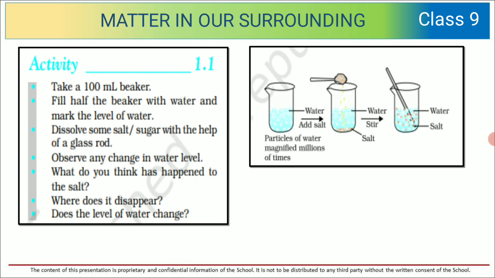So it's a very simple activity where you need to take a beaker, put some water in it, and then add salt or sugar crystals to it and stir it with the help of a glass rod. So you will find that the salt particles, the sugar particles will disappear. So where have they disappeared? They have disappeared in between the liquid particles. This tells us that matter has some space between its particles.